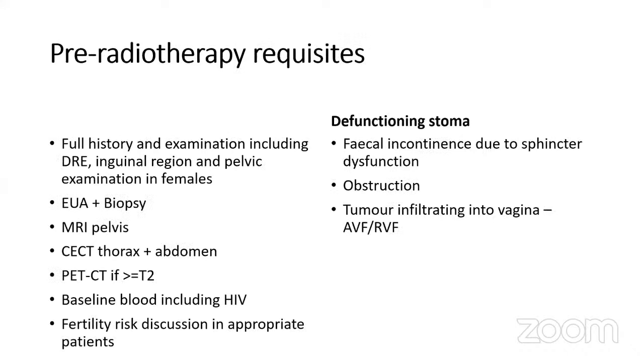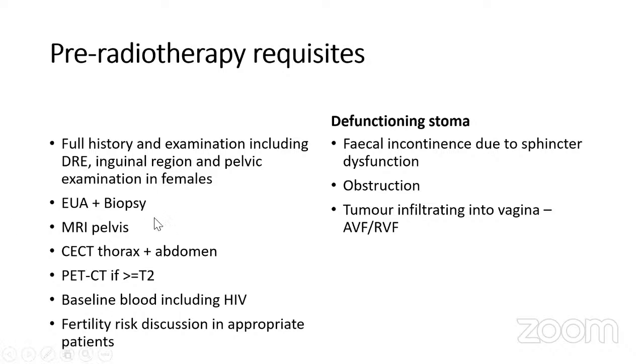So what are the pre-radiotherapy requisites we need to have? Again, we need to have a full history and examination findings, and the examination findings should include your digital rectal examination findings, noting the size of the tumor, and the presence of any inguinal lymph nodes. And if it's a female patient, make sure that you have done a pelvic examination to rule out any vaginal infiltration or a vaginal fistula.